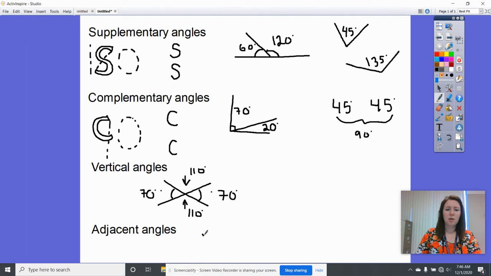So adjacent angles, it doesn't matter what they add up to. It's just that they're two angles that are right next to each other, whatever they look like. So that is some angle vocabulary.